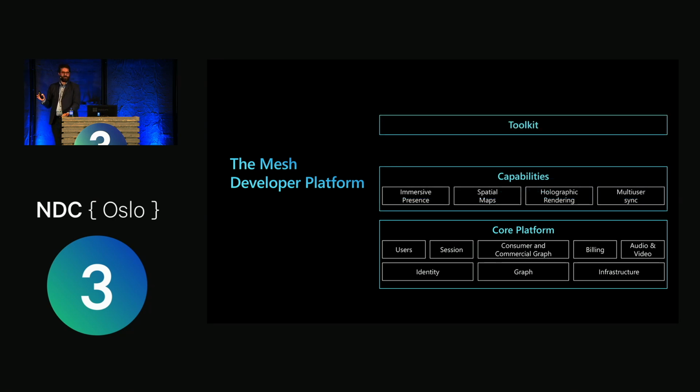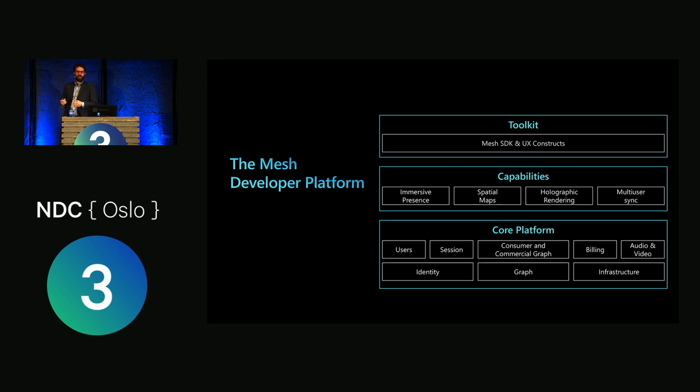And that's immersive presence, which is how do you represent users to each other, spatial maps, how do you anchor holograms in the real world, holographic rendering, how do you deal with all these potentially complex 3D models, and then multi-user sync, the networking problem. You interface with the core platform and the capabilities via the Mesh SDK, and you also get a series of UX constructs, which are common UI elements that you might want to use in collaborative sessions, such as drawing in space or a menu for loading 3D models. So you'll get some example UX examples as part of that.